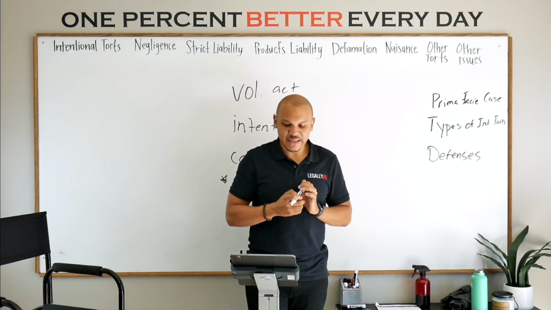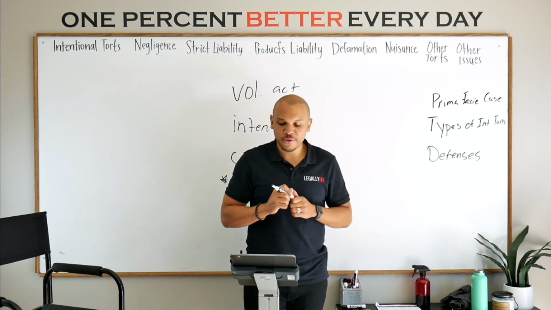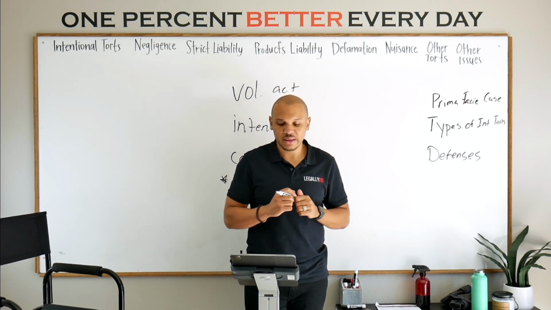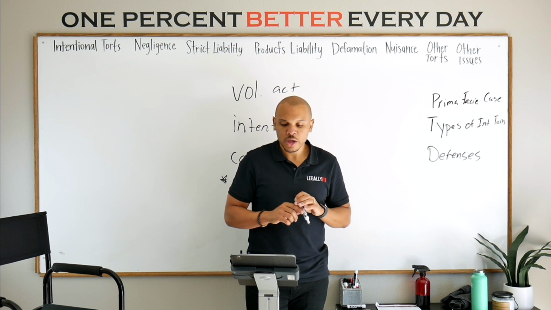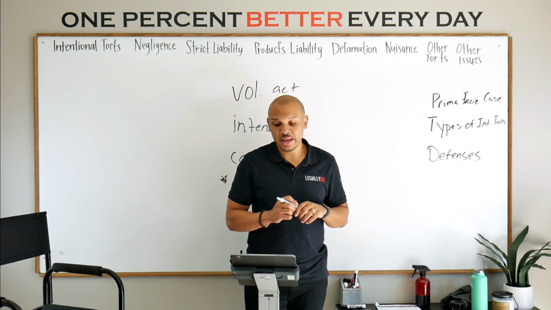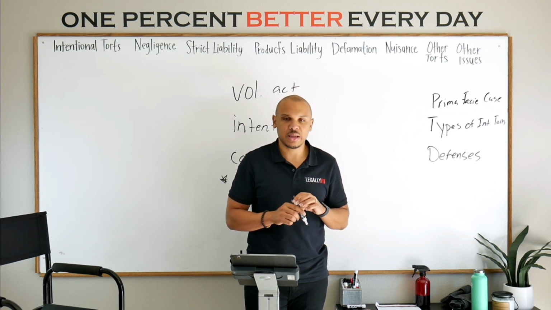Notes: intent does not require that D intended for the plaintiff to suffer the specific harm. Intent only requires that D intended to commit the act that caused P's harm. For example, D pushes P and P breaks their leg. It doesn't matter if D intended to break P's leg. Intent is met if D intended to push P.